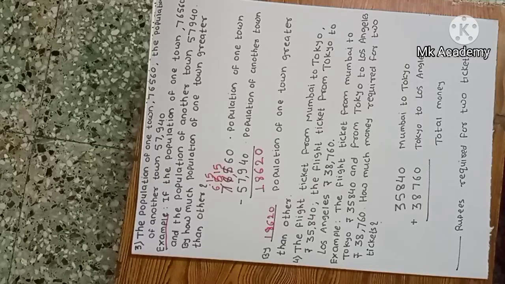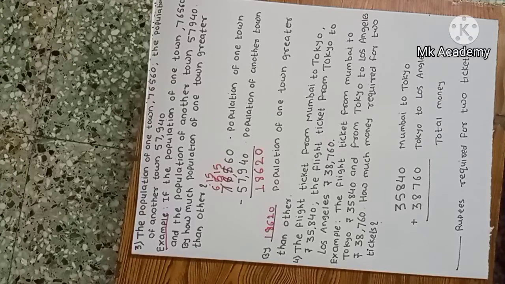The flight ticket from Mumbai to Tokyo is rupees 35,840. The flight ticket from Tokyo to Los Angeles is rupees 38,760. This is given information. Now from this information we have to write first an example, then solve. The flight ticket from Mumbai to Tokyo is rupees 35,840 and from Tokyo to Los Angeles rupees 38,760. How much money is required for 2 tickets? Means here we have to do the addition, or we have to add the money of these 2 tickets.